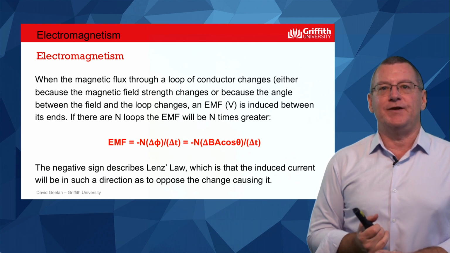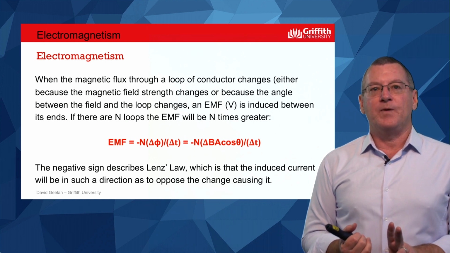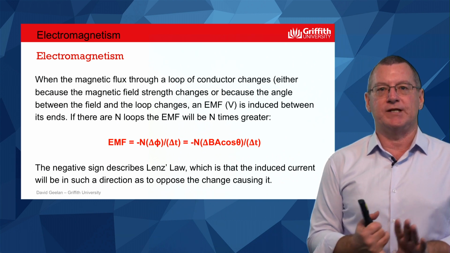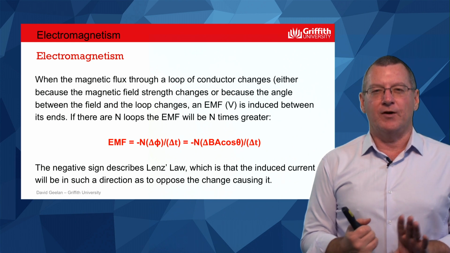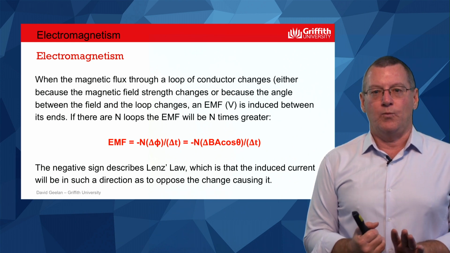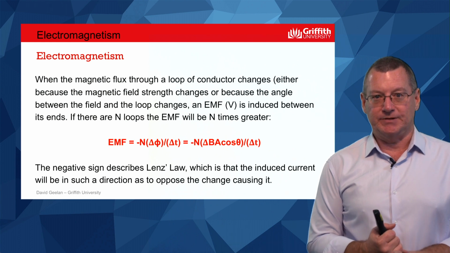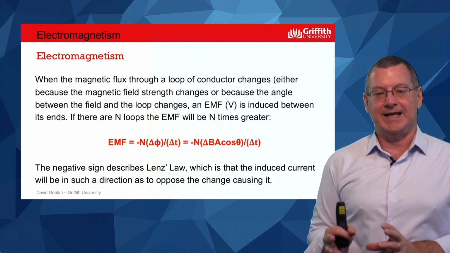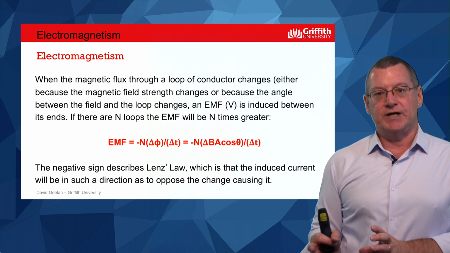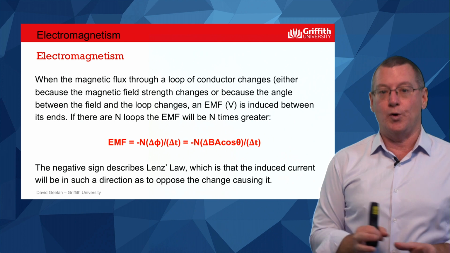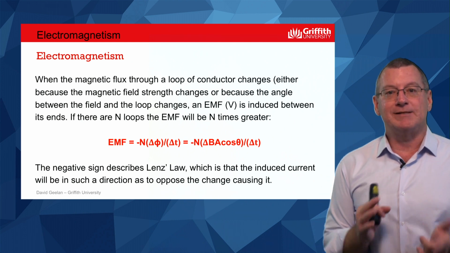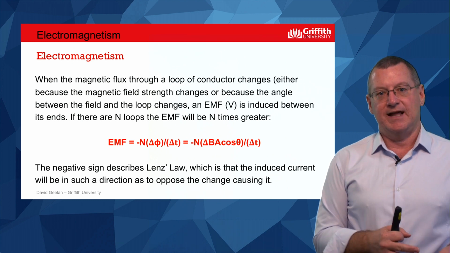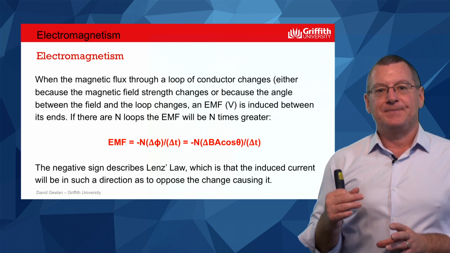The negative sign is kind of interesting. It's Lenz's law, which means that the induced current will be in such a direction as to oppose the change causing it. Now, those of you who do know some chemistry will be familiar with Le Chatelier's principle, which is if you impose a change on a system at chemical equilibrium, the system will change so as to reduce the size or oppose the induced change. So these laws actually happen in both physics and chemistry. There's Lenz's law in physics and Le Chatelier's principle in chemistry.